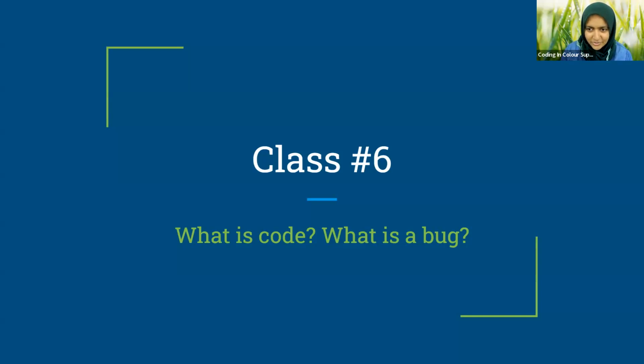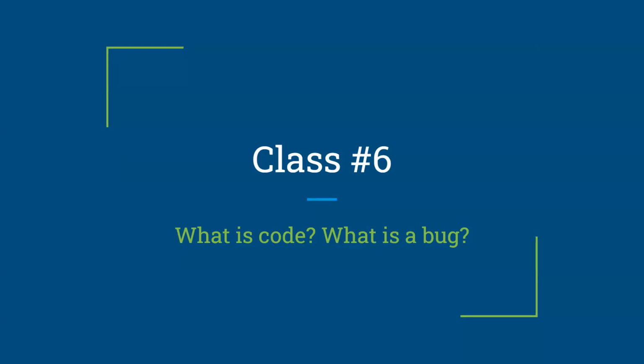So to start us off, I'd like some guesses for both questions here. What is code and what is a bug? Because the word bug, I think about actual bugs and I don't like bugs. So what do you guys think in the context of being a programmer?